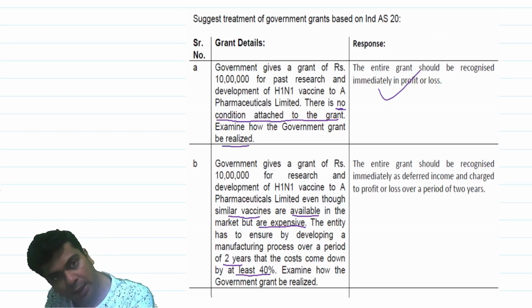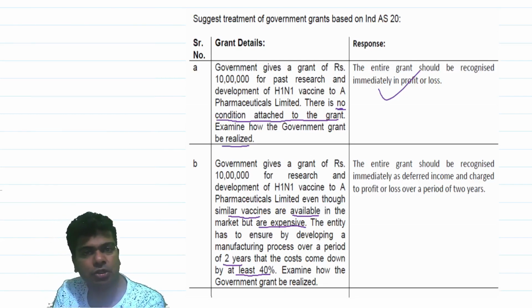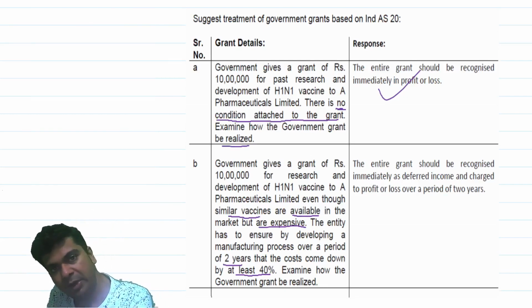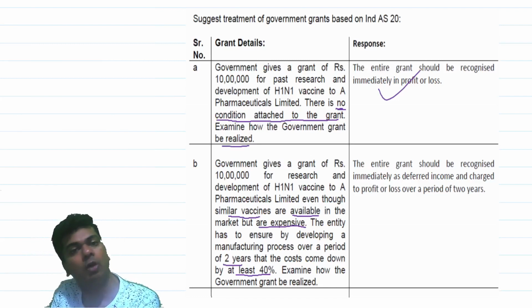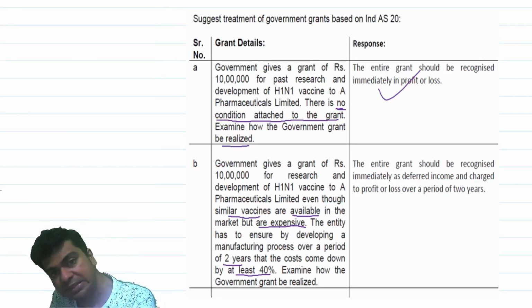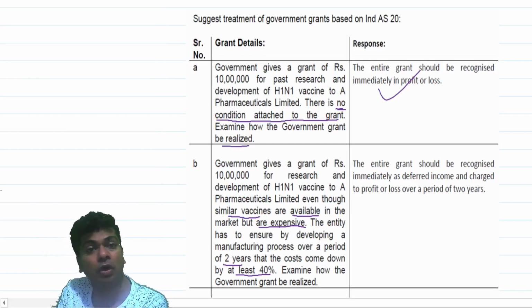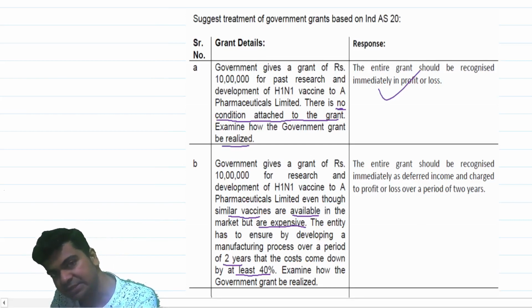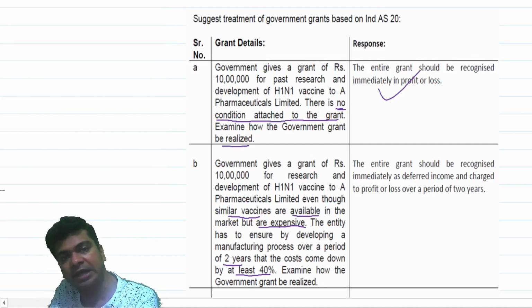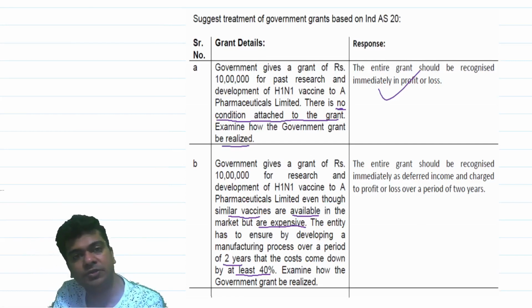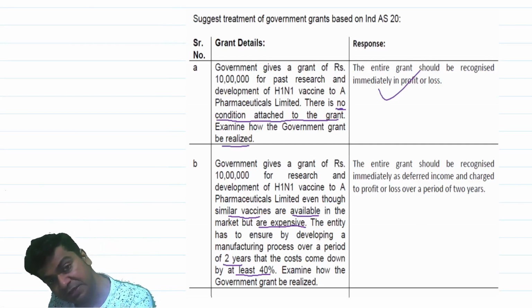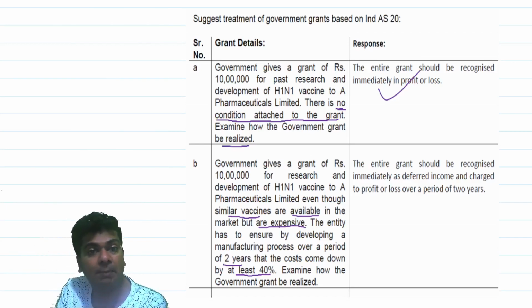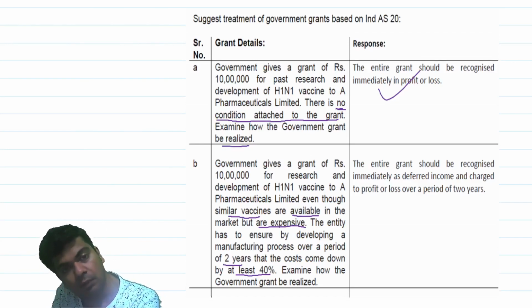If you check here, it is not exactly an unconditional grant. Government is giving you 10 lakhs of rupees. Government wants you that you utilize this 10 lakhs rupees for research. Government is insisting that you develop a vaccine whose cost is at least 40% less. That means a condition is attached that you have to use this money for the purpose of research, and that too for bringing about a better, and if not better, at least a cost-effective vaccine.